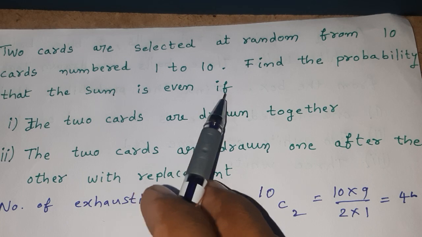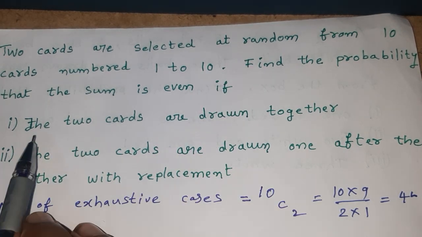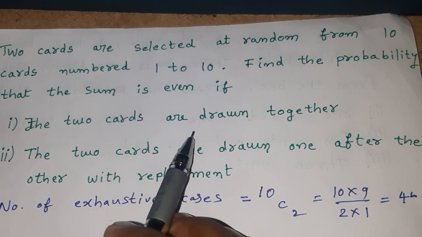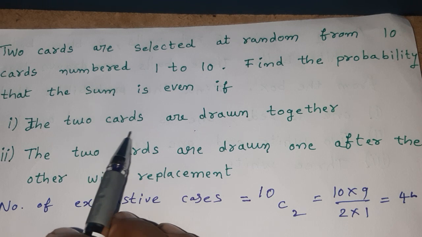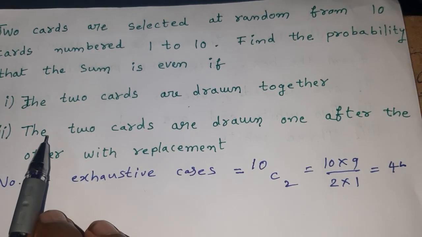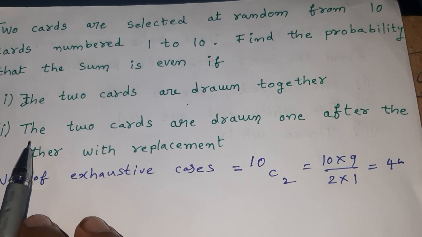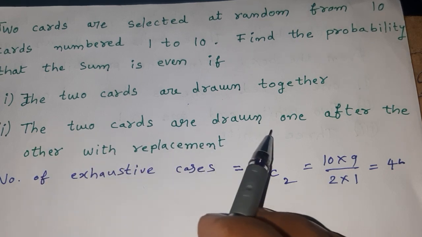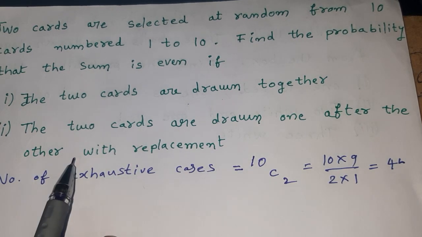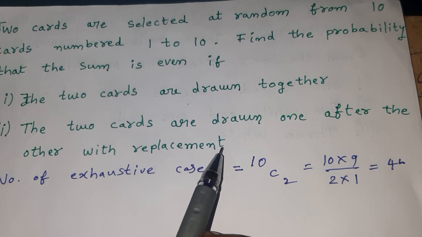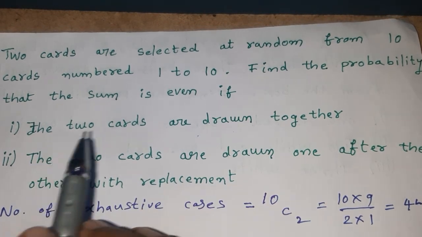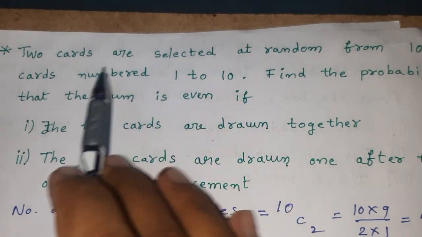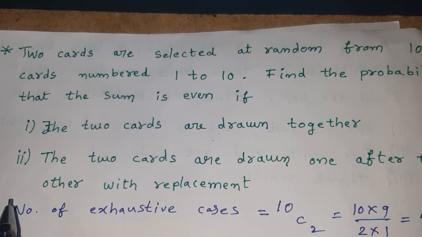Sum is even. The first elementary problem is that two chords are drawn together. This is the condition. The second elementary question is that the two chords are drawn one after the other with replacement. Now let us do the first problem. The number of exhaustive cases is the same for these two questions.